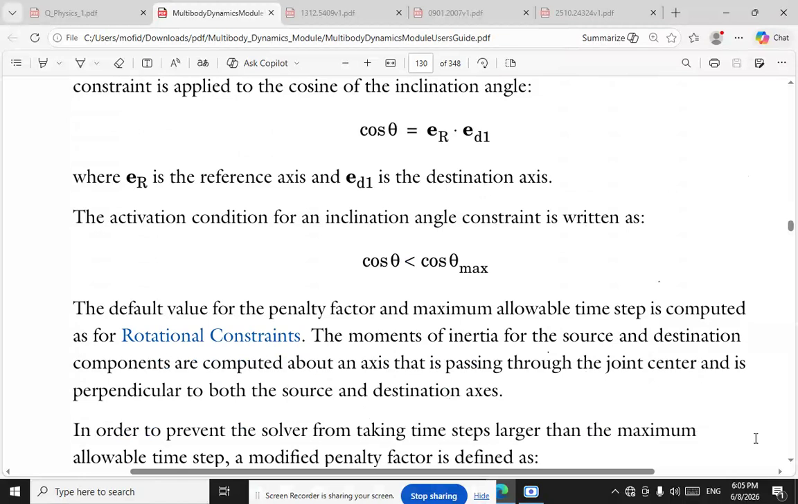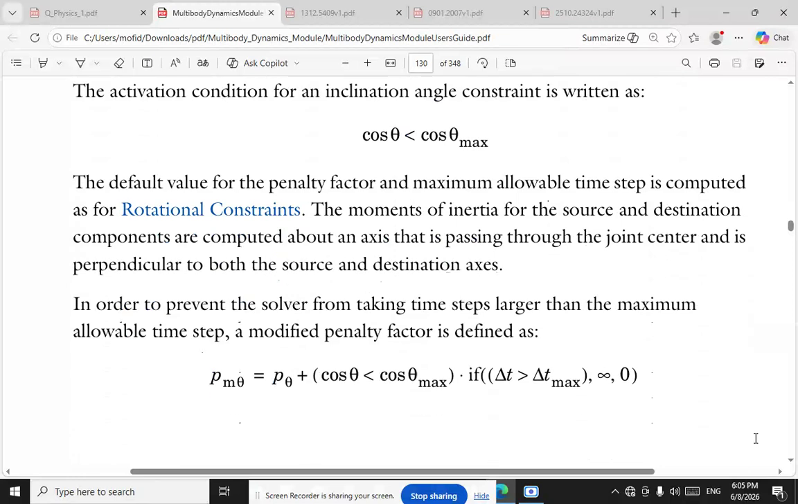The activation condition for the inclination angle constraint is written as cosine theta is less than cosine theta maximum. The default value for the penalty factor and the maximum allowable time step is computed as for rotational constraints. The moments of inertia for the source and destination components are computed about an axis that is passing through the joint center and is perpendicular to both the source and destination axes.